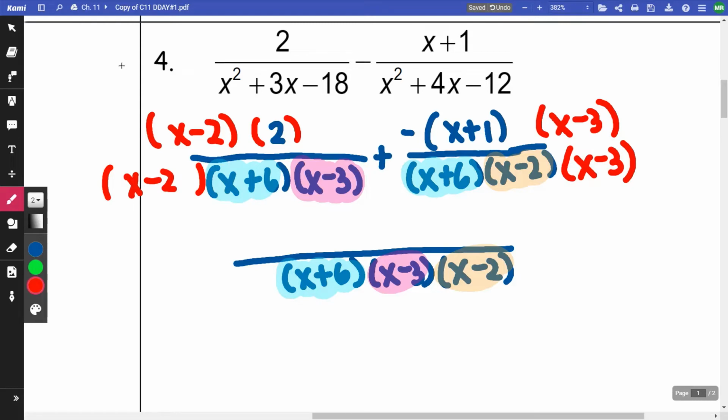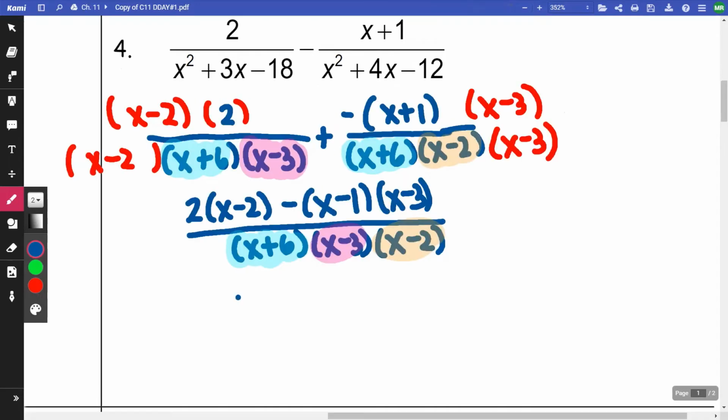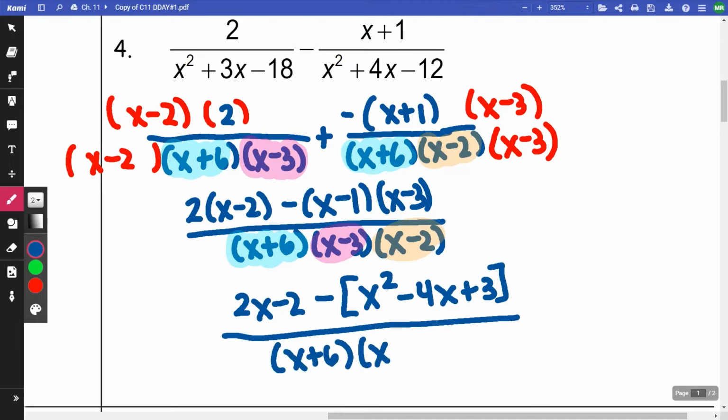So now on top of the first fraction, I'm going to have a 2 times x -2. And I'm going to put a minus here because I have a minus in front of my x -2 times x -3. So now I'm going to have a 2x -2 minus, and I'm going to put a bracket. And I'm going to work out x -1, x -3, thinking diamond or doing a box. So really, I'm thinking what does -1 and -3 add to, and what do they multiply to? That's really how I'm doing that, but you can do a box or a diamond. On the bottom, I still have my x plus 6, my x -3, my x -2.